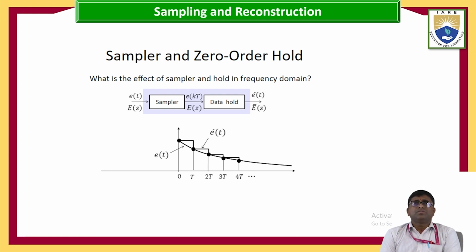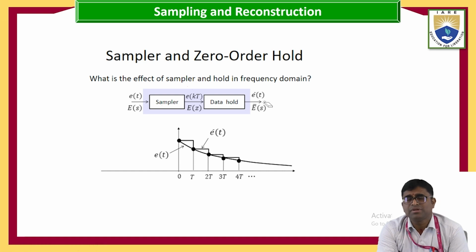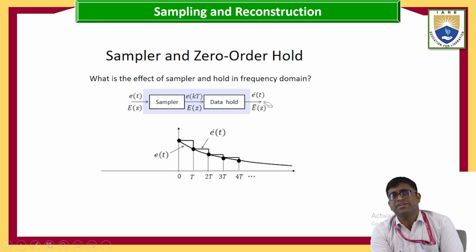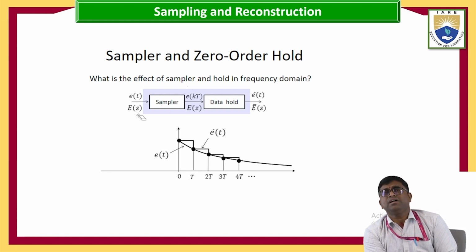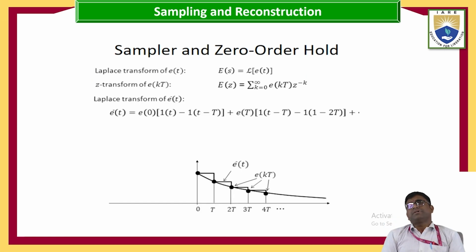So what is the effect of the sampler and hold in the frequency domain? We are seeing the sampler and data hold, and between these two we have the digital computer here. E of t is the input, and E of kT is the discrete signal. E of t is continuous. Next, E of s. Next, sampler and zero order hold.